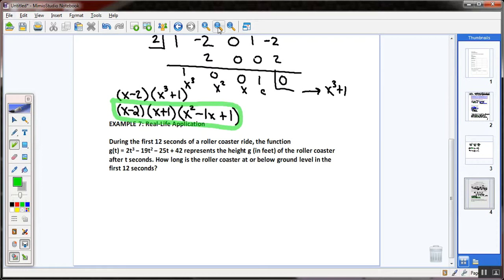Okay. The function g of t is equal to 2t cubed minus 19t squared minus 25t plus 42 represents the what, kids? Height in feet of the roller coaster after t seconds. So if I wanted to know how high up I was on this roller coaster after 5 seconds, what would I plug in for t? Well, you plug in a 5. It says, how long is a roller coaster at or below what? Ground level in the first 12 seconds.